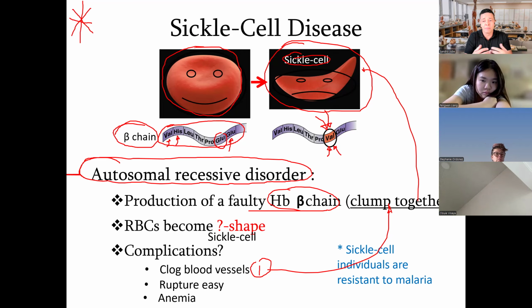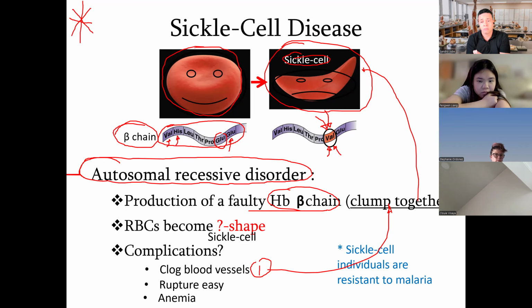And because of that protection against malaria, you are going to be able to survive until adulthood, until your reproductive age. And then you're going to find a partner, you're going to have kids, and you're going to pass on your gene to the next generation.